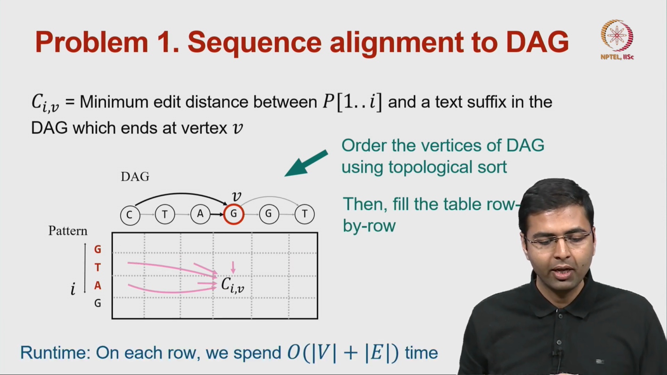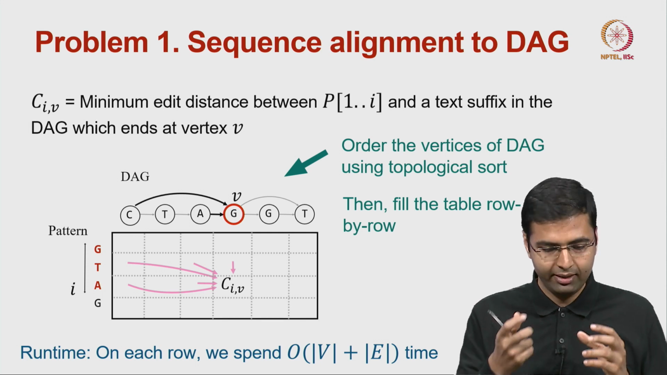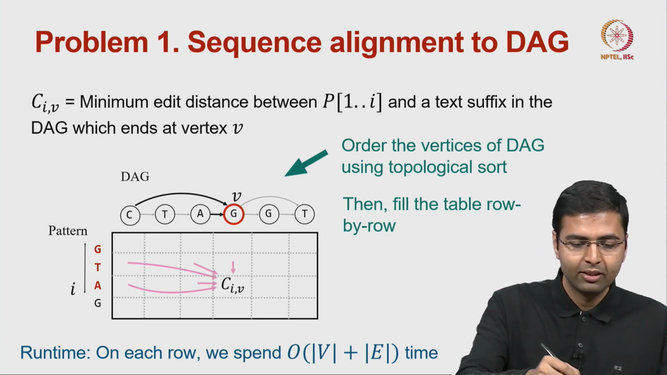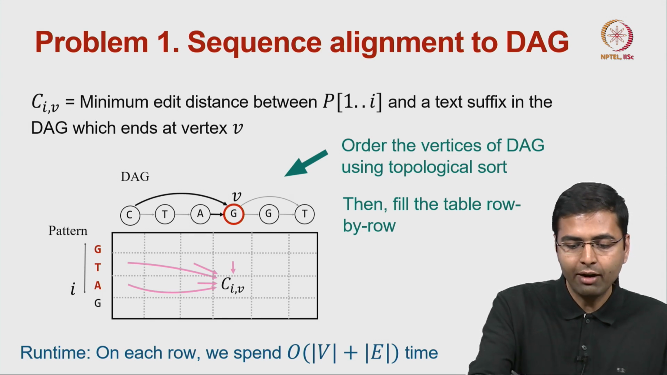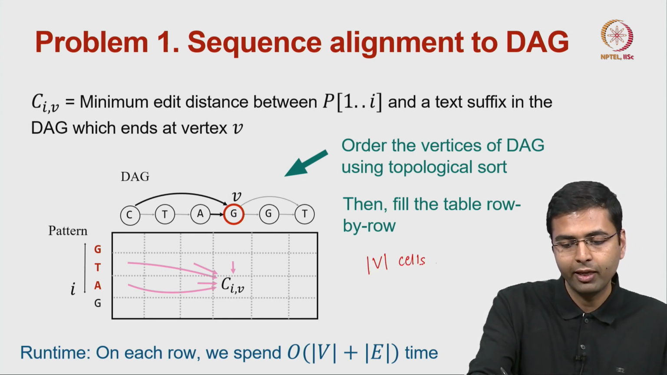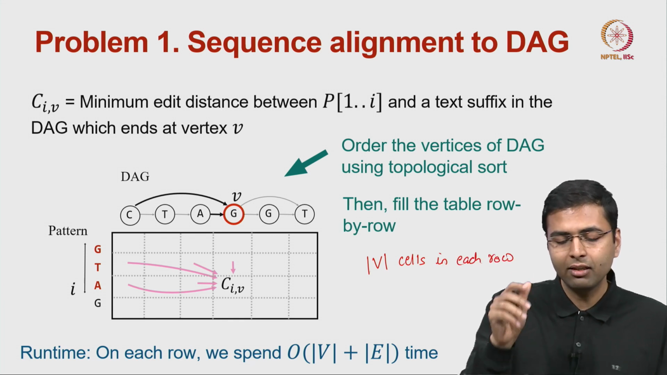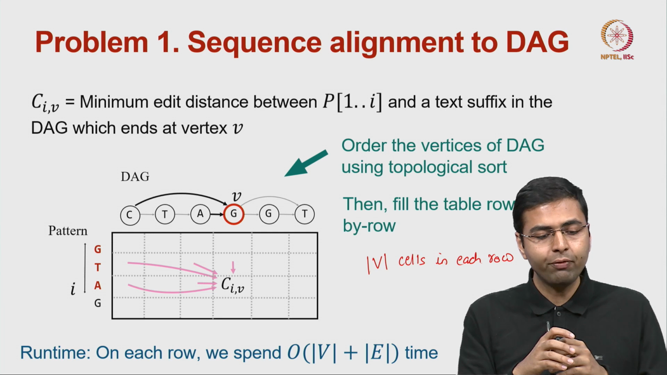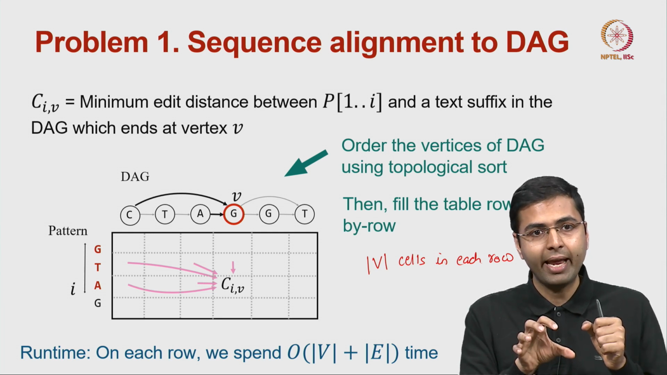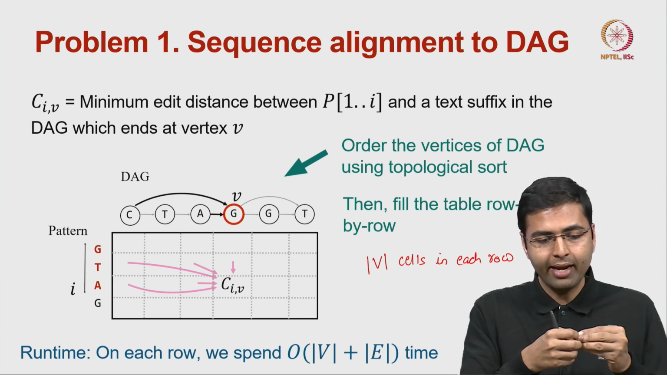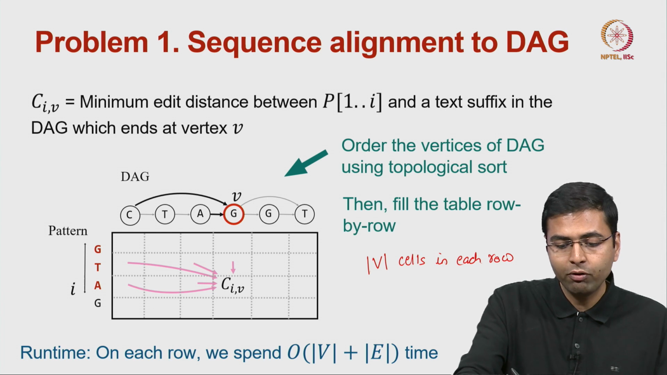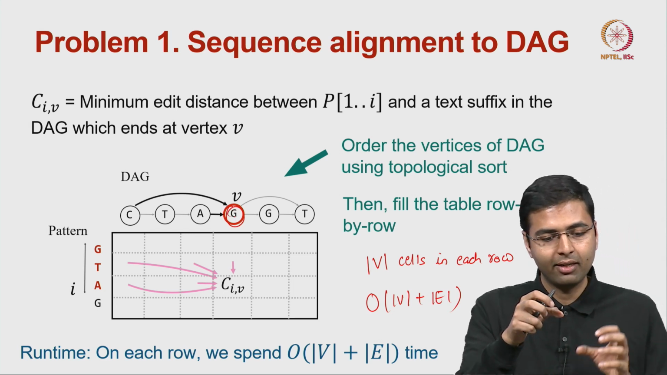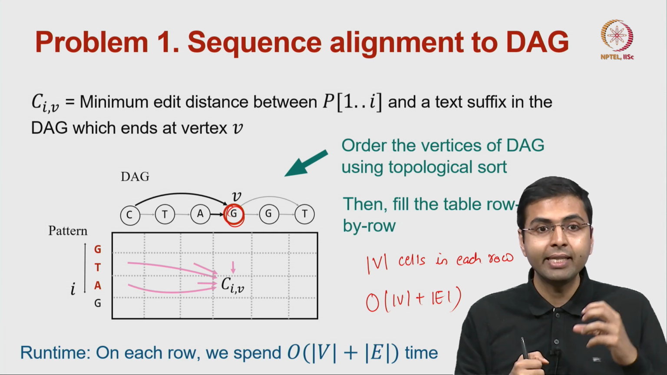So, we can fill this table row by row, and the runtime of this algorithm can be derived as follows. For each row, observe that we are spending order v plus e time. In each row you have exactly v cells to fill, and to determine the score of each cell you are looking at incoming neighbors of that vertex. So, basically you are touching each edge exactly once, right, and therefore, if you look at the amortized analysis over all rows, then over all rows we will be spending order v plus e time, because for each vertex we are looking at all the incoming vertices while filling the dependencies.